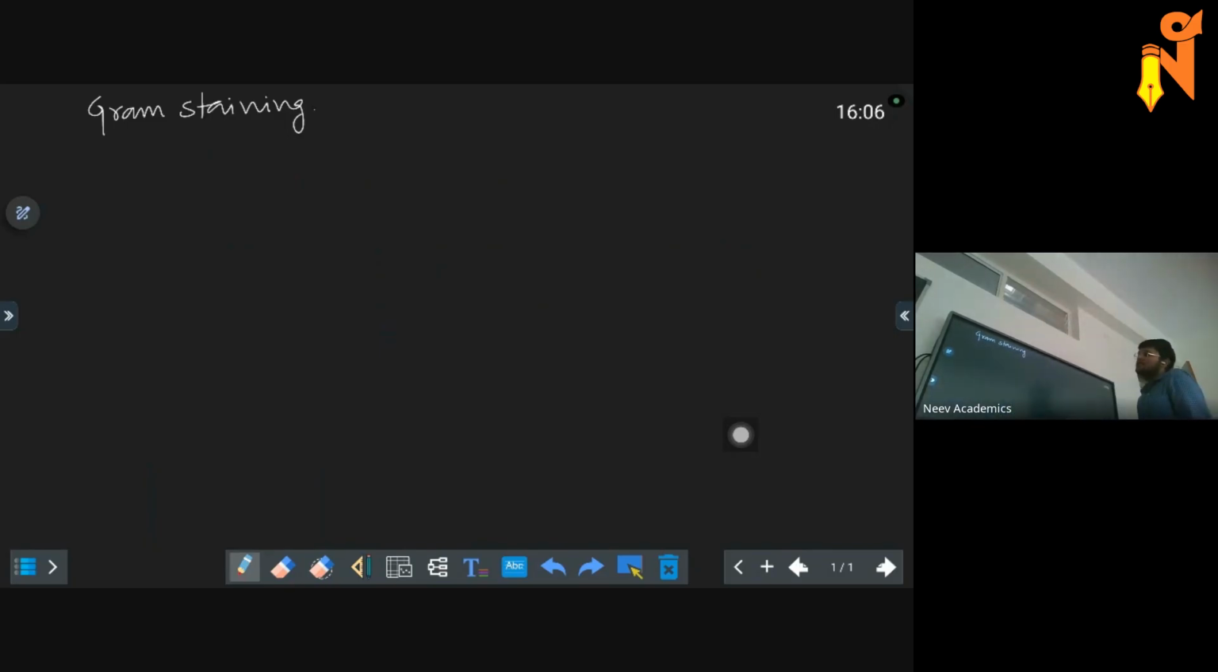Okay. Gram staining. He took a glass slide, and on that glass slide, he put the bacterial inoculum. So a number of bacteria were there on that glass slide. When we leave the glass slide to dry, the bacteria get attached to it. Now I will put the first stain, that is crystal violet. What is crystal violet? Crystal violet is just a stain.